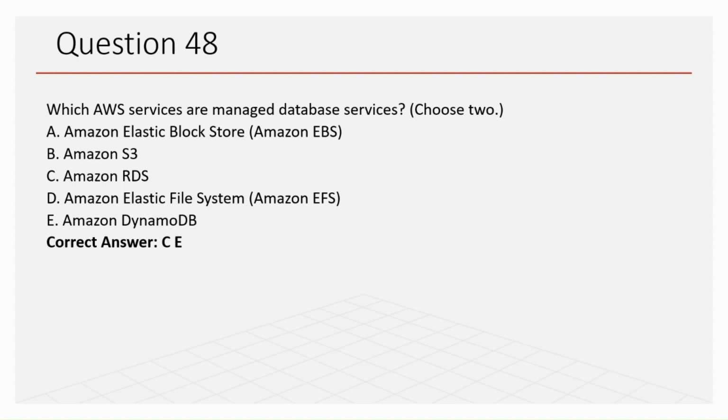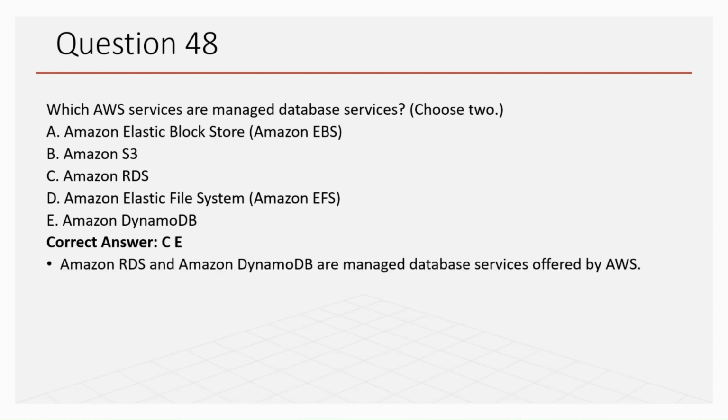Which AWS services are managed database services? So the options are Amazon Elastic Block Store, Amazon S3, Amazon RDS, Amazon Elastic File System, and Amazon DynamoDB. So it is asking you about the database services. So the correct options are C and E, but you can rule out the options also as you are going through them. So let's say S3 is not a database service. Similarly, EBS is also not a database service, and EFS is also not a database service. These are storage services.